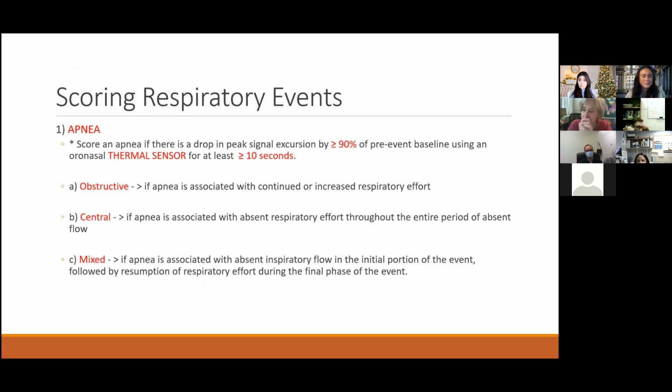I'll show you examples of these. So an obstructive apnea occurs when there's no airflow but ongoing respiratory effort. A central apnea occurs when there's no airflow and no respiratory effort. And then a mixed apnea occurs when there's absent inspiratory flow during the initial portion of the event with no respiratory effort, and then the patient starts trying to breathe again, but there's not immediate resumption of airflow.